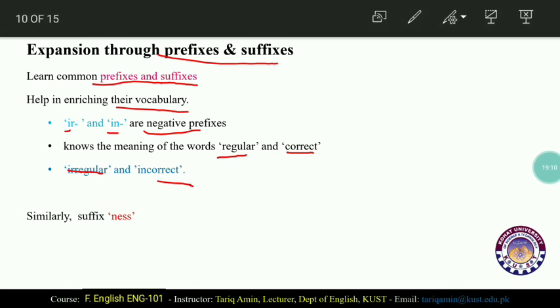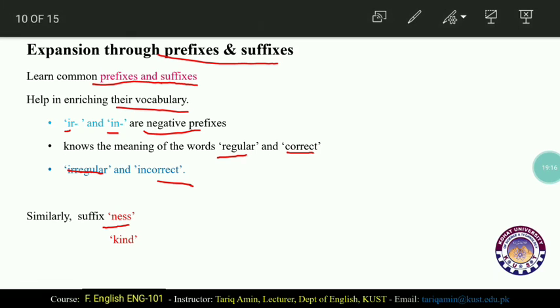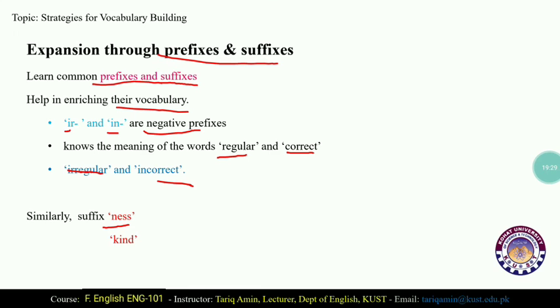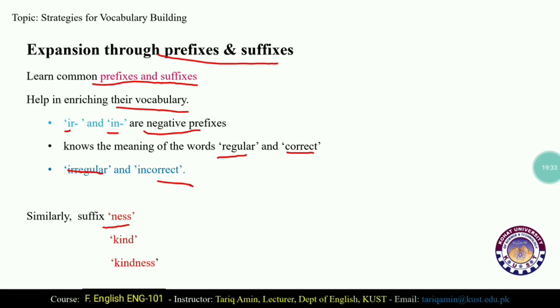Similarly, we have different suffixes, such as ness, ist, ful, etc. These are different kinds of suffixes. So we have one suffix, ness. If you know the meaning of kind, you would be able to know the meaning of kindness as well.